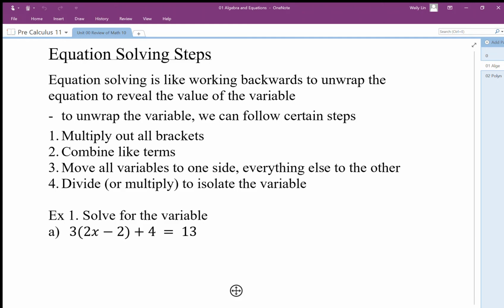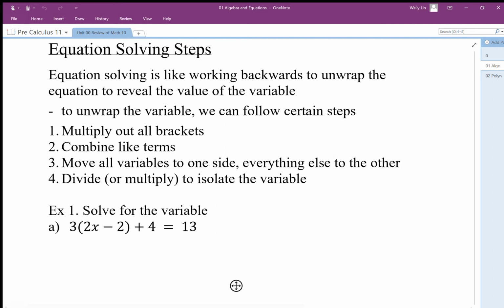So here are some steps that we could follow. Now there's only one rule, and that's keep it balanced, but we could follow some of these steps. The idea of equation solving is a couple of things important to keep in mind. We want to keep it balanced. We're trying to unwrap the variable. We're trying to undo the calculations. So we're trying to work backwards essentially, and we want to undo the calculations.